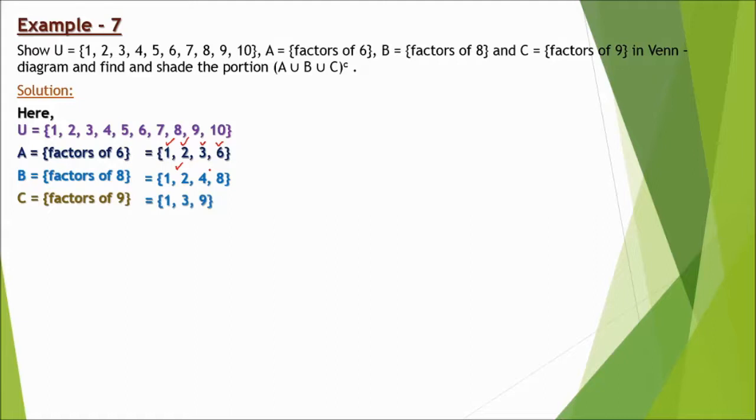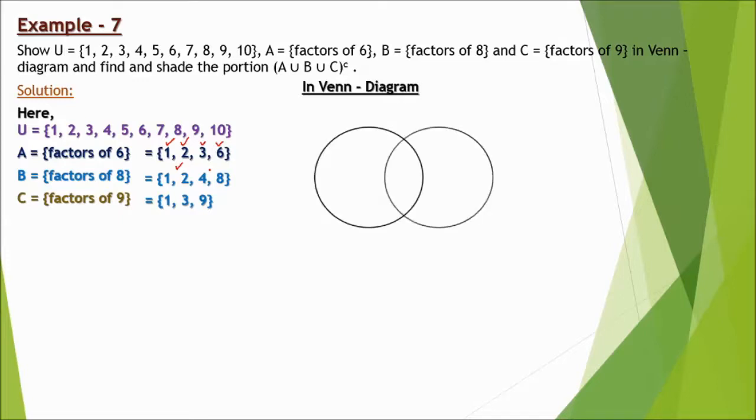Now in the Venn diagram, we have to draw 3 overlapping sets. Let's name them A, B, and C. As I have already told you, while showing in a Venn diagram, first find the elements for this central region, and if there are elements, write them there first. You can see 1 is there in all 3 sets, so we have to write 1.